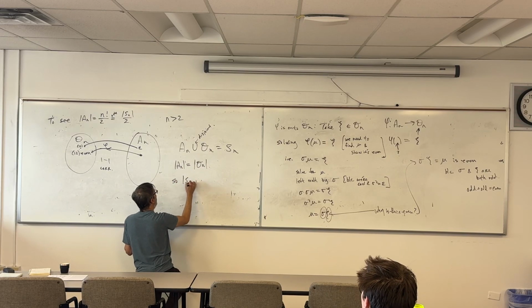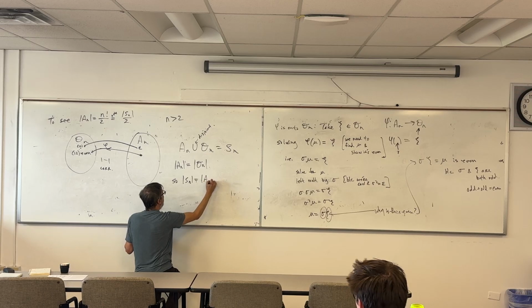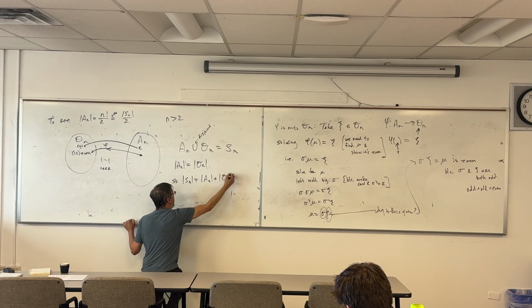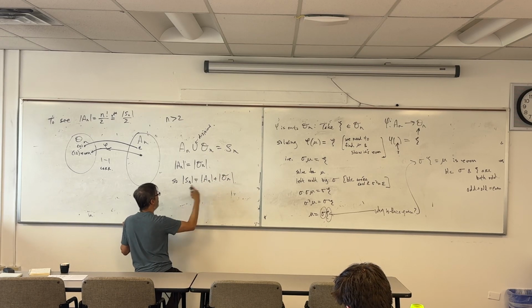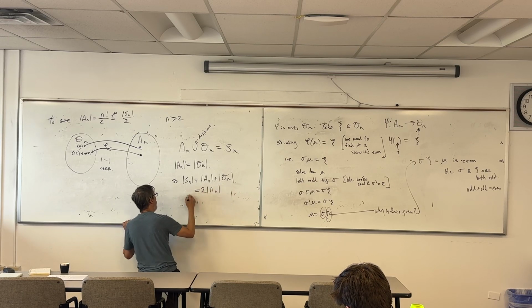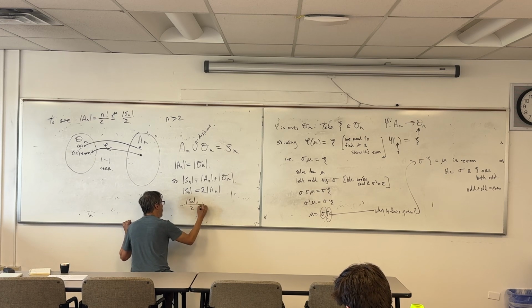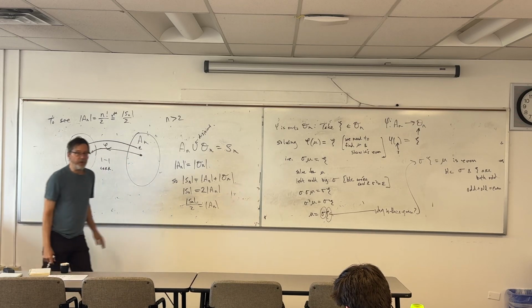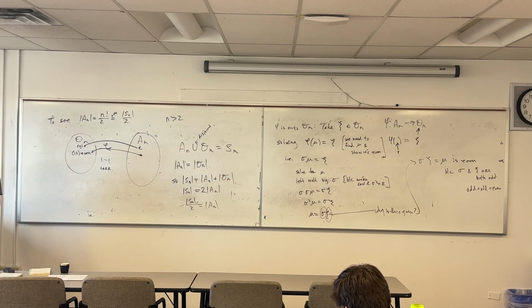So the order of S_n is the order of A_n plus the order of O_n, but they're equal. So it's twice the order of A_n, and now divide by 2. So the order of S_n over 2 is the order of A_n. And that's what we wanted to show. Exactly half. Whew.